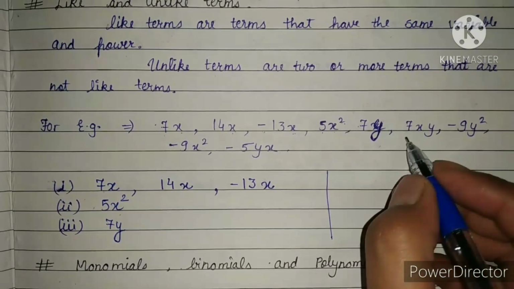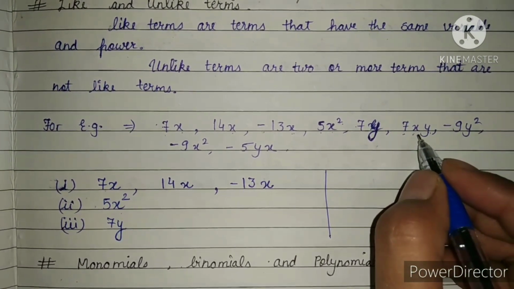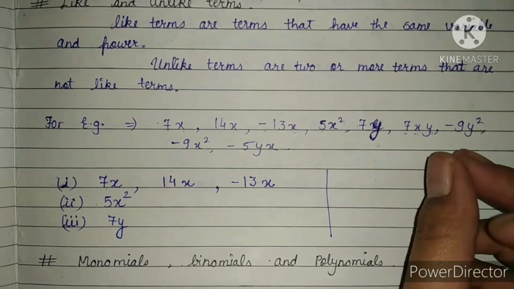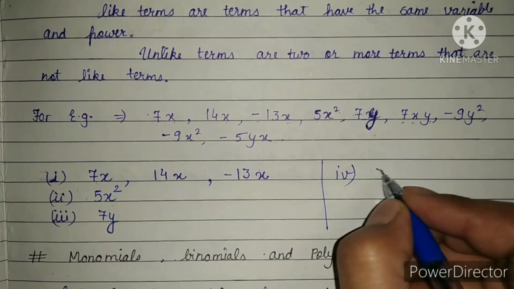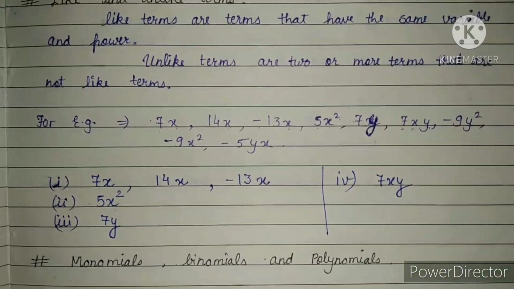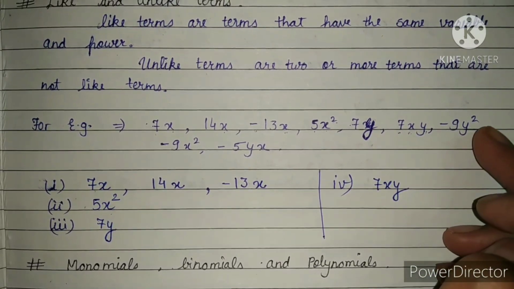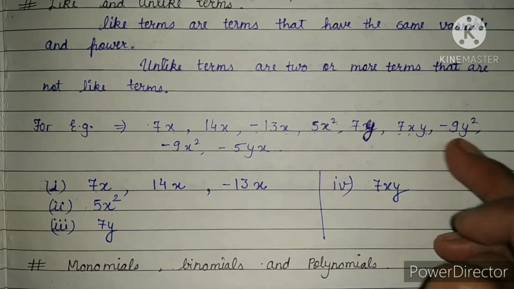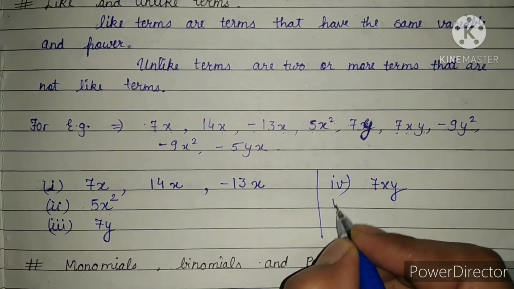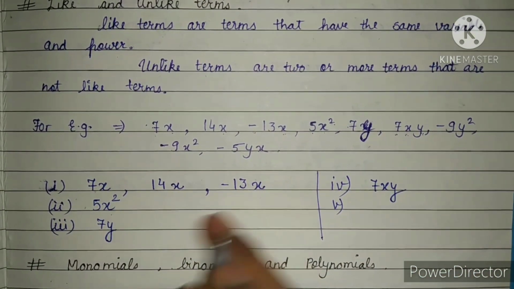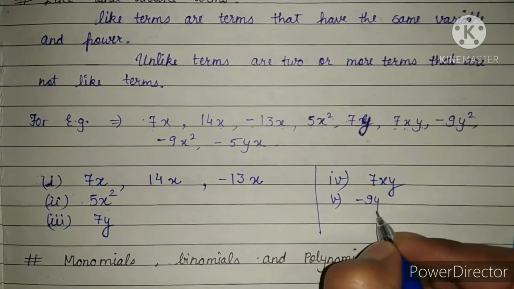Now here you can see 7xy. xy means multiplication of x and y, so it will not go in any existing section. For it we have to make a new section, so 7xy will go here. Here, minus 9y square. It will go in the fifth one because we don't have any y square variable, so minus 9y square will go here.